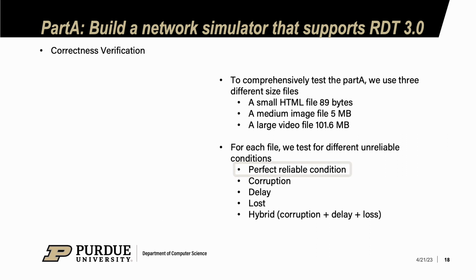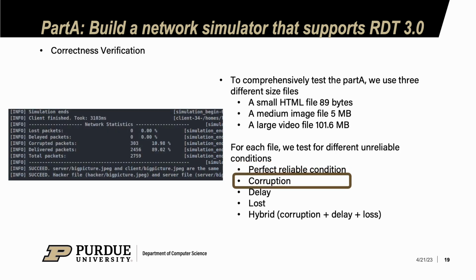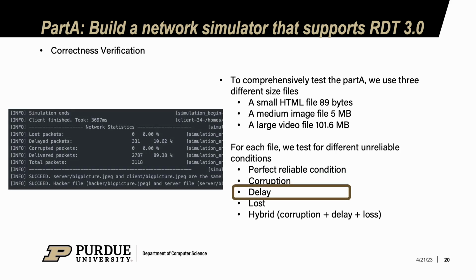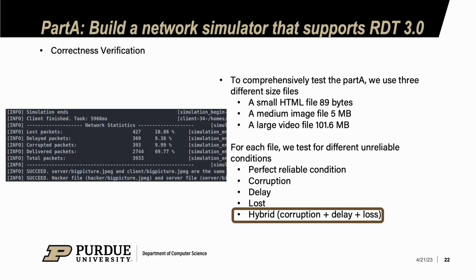Here is the log result for the test case with perfect reliable conditions. As you can see, no packets were lost, delayed, or corrupted during the transmission. This is another test case for 10% probability of corruption. This is an example for delay case, packet lost, and a hybrid case where corruption, delay, and loss may happen jointly.